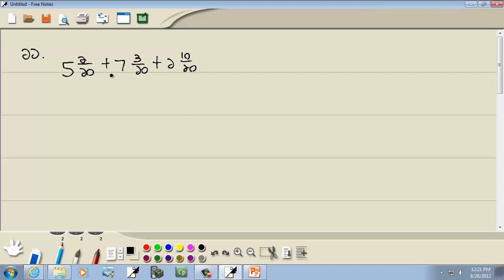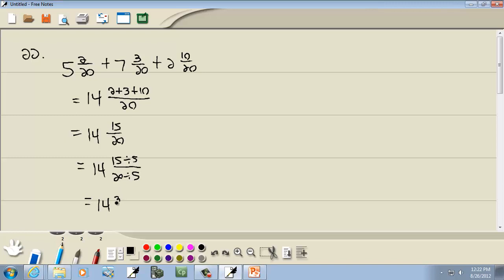5 plus 2 is 7, plus another 7 is 14. And these all have the same denominator, so I add together the top parts. So we got 2 plus 3 plus 10, and then put it over 20. Well, 2 plus 3 is 5, plus another 10 is 15. So we got 15/20. Top and bottom are both divisible by 5. So 15 divided by 5 and 20 divided by 5.